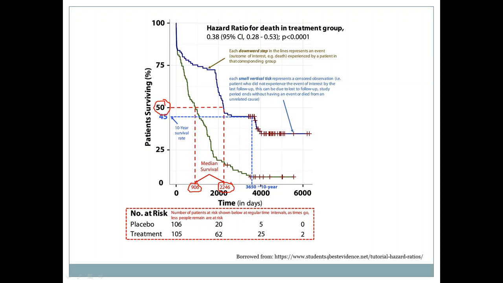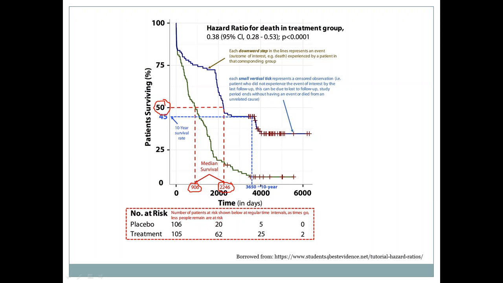Okay, so we have a difference in median survival. We just take this number and subtract this number, and then we can say that the intervention group or the treatment group survived for 1,340 days longer. Okay, and that's a couple years, right? So that's good.